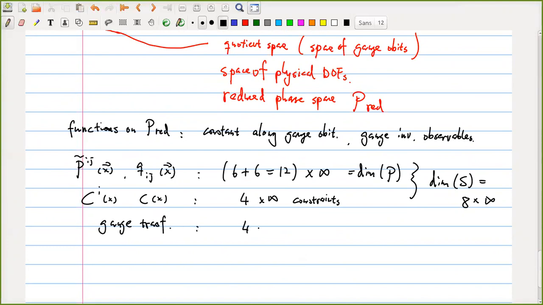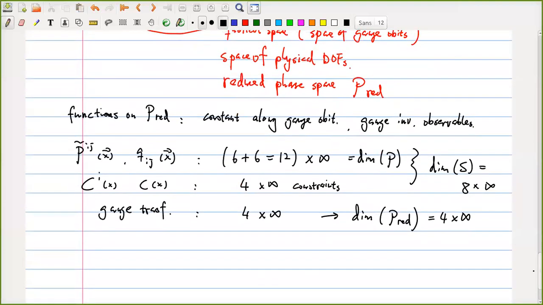Again it's 4 times infinity, because you have 4 times infinity constraints, and each constraint generates a gauge transformation. So in total, you have the same number of gauge transformations as constraints, 4 times infinity. Which means you again subtract another 4 times infinity from the dimension of the phase space. So the result is the reduced phase space. 8 minus 4 is 4 times infinity. So now we derive that the dimension of the reduced phase space is 4 times infinity.